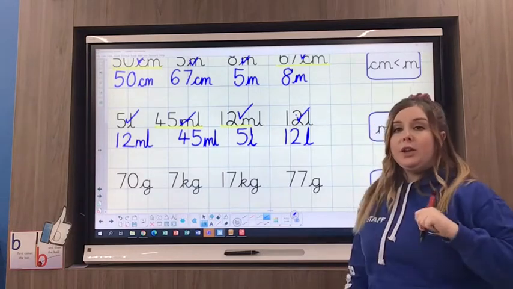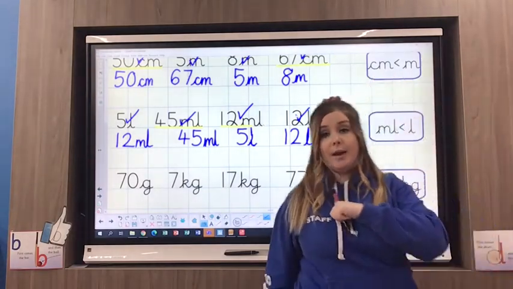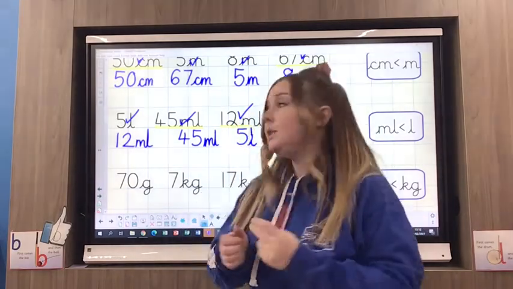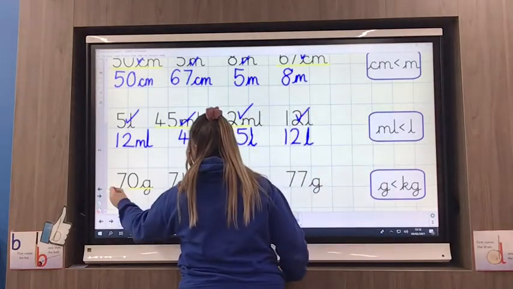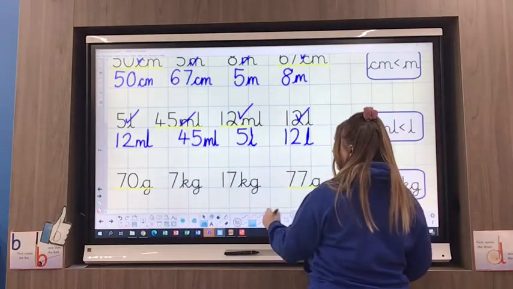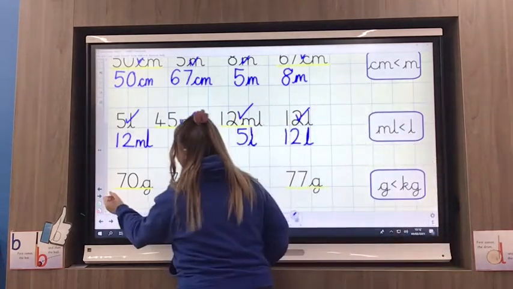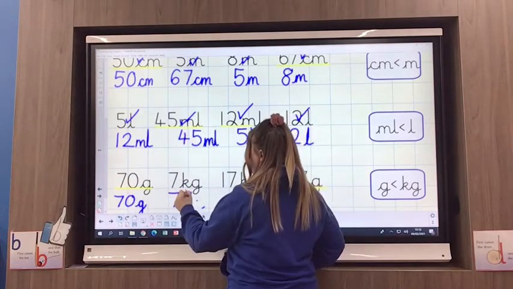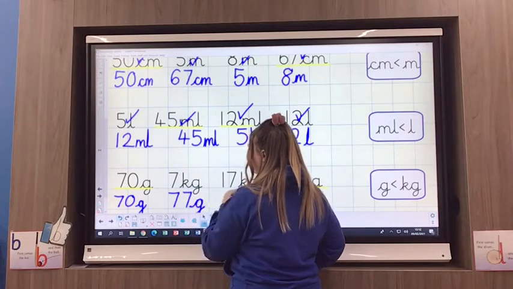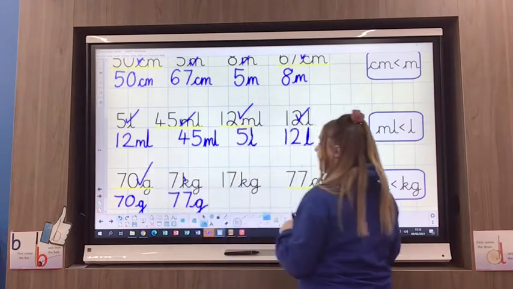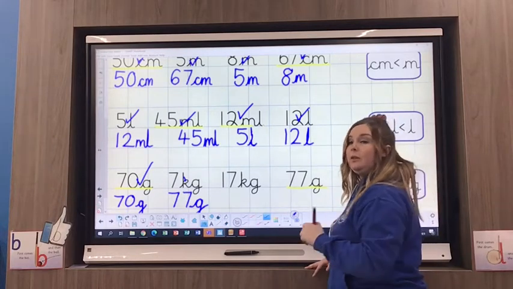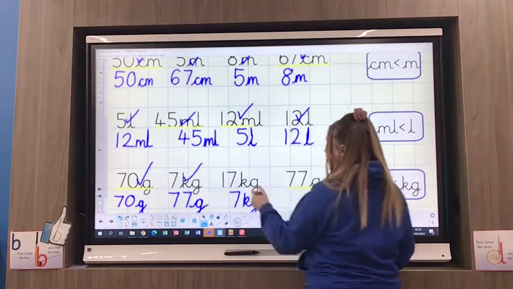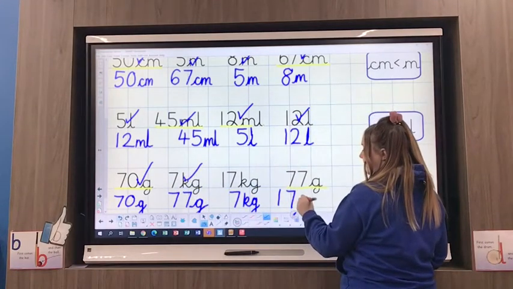The final one then, Year 4, is using grams and kilograms. Remember, grams are smaller than kilograms. So let's start by looking at grams. We've got 70 grams or 77 grams, which is smaller. 70, well done. Followed by 77. And then 7 kilograms or 17 would be 7. And 17 is our heaviest amount.